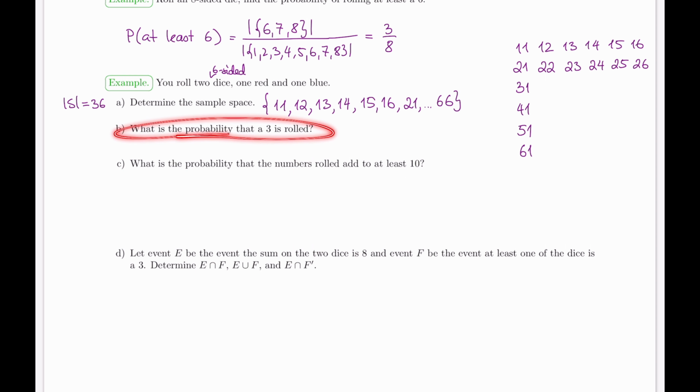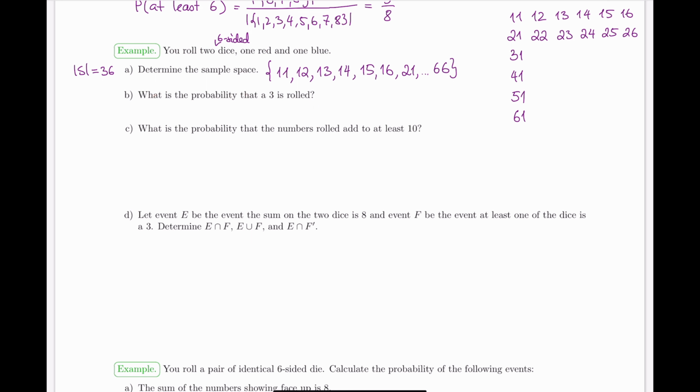What is the probability that a 3 is rolled? A 3 on either red or the blue. And the question is about probability. So we're going to think back to our formula for the number of favorable or successful outcomes divided by the total. So number of favorable, or something that you want, divided by the number of total outcomes. The number of total outcomes we of course already have because we've determined our sample space. It's going to be 36.